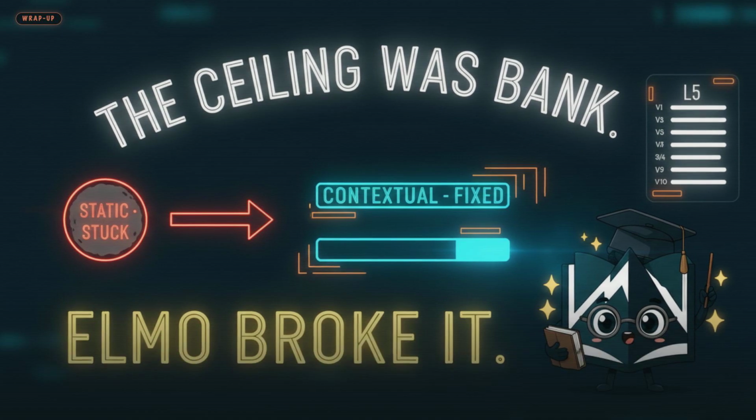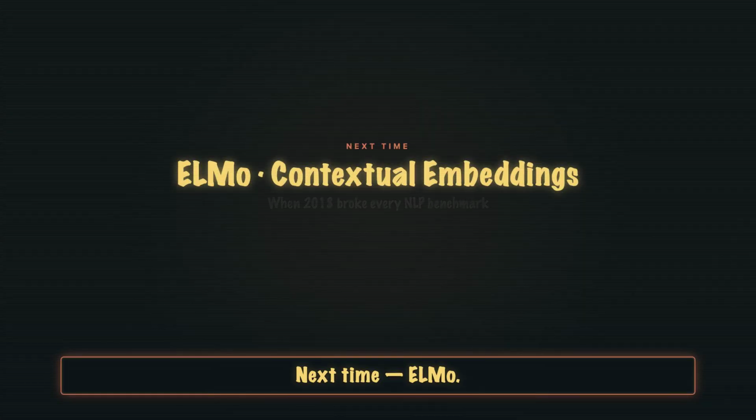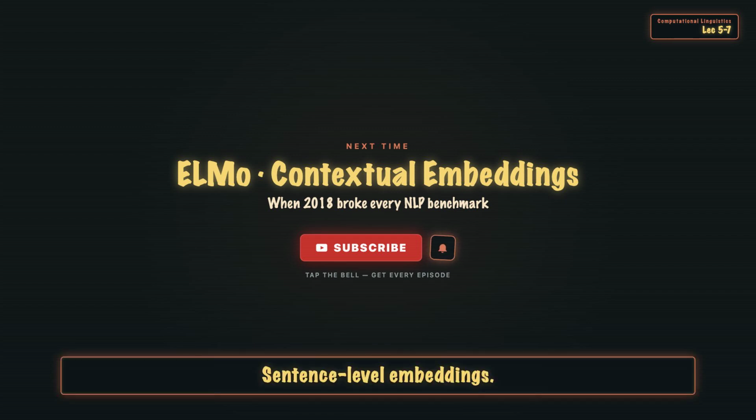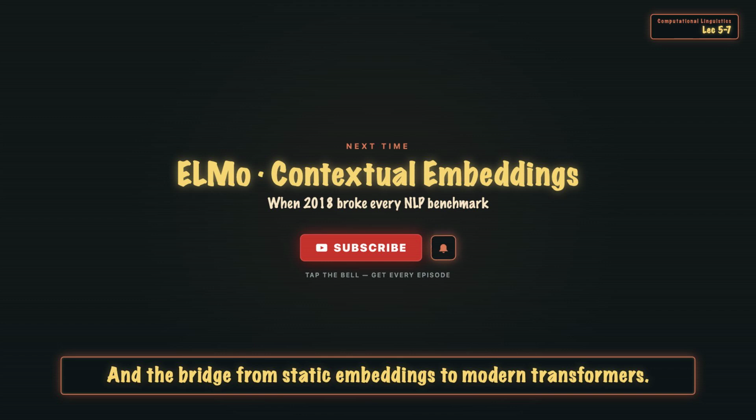Next video, ELMo. The 2018 paper from Allen AI that made every word vector context-dependent. Built on LSTMs. Sentence-level embeddings. Benchmark records falling in weeks. And the bridge from static embeddings to modern transformers.